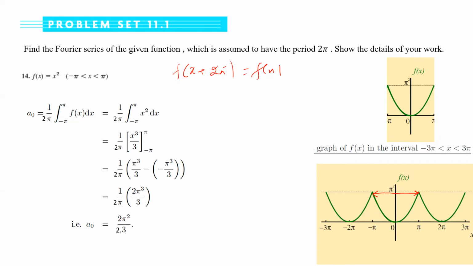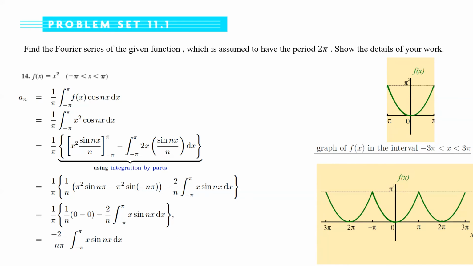So here is the value of a naught. I am not going to get into all the details. This is just a matter of integration. You can solve it yourself. All the solution is shown here. You just need to put the values in the formula and integrate x square, and after integration we have the value of a naught, which is equal to 2 pi square divided by 2 into 3. The 2 cancels out, so we are left with pi square over 3. So this is the value of a naught.